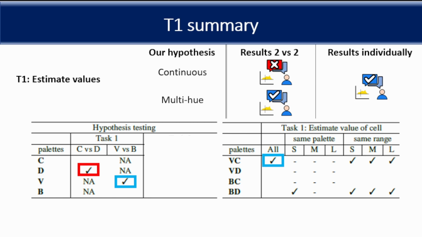So for the first task, we hypothesized that the best palettes would be continuous and multi-hue, but when comparing them 2 versus 2, this supposition was not fulfilled with the continuous one. However, individually, the best one was the one we expected, Viridis continuous. These results encourage us to explore more the effect of this combination, multi-hue with continuous.